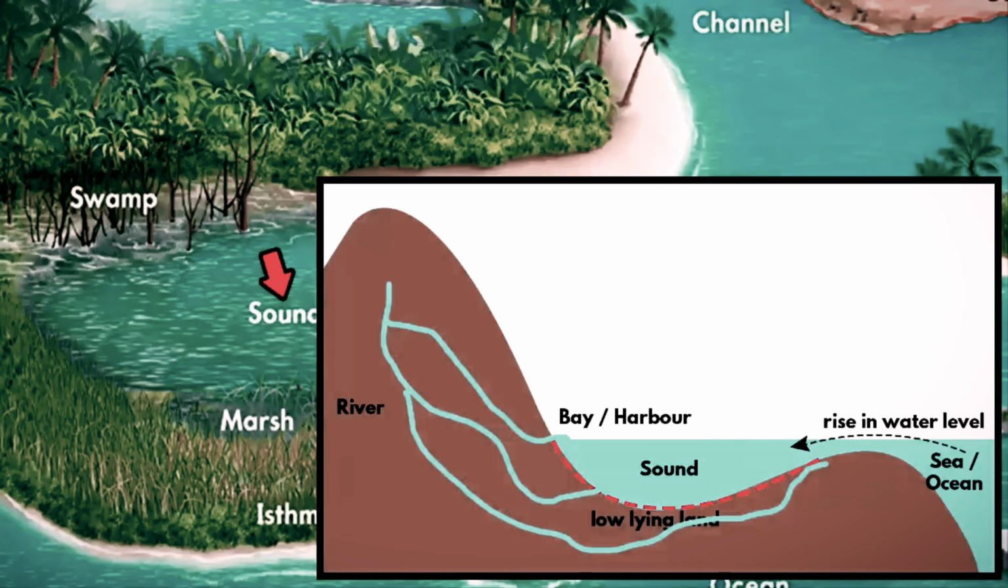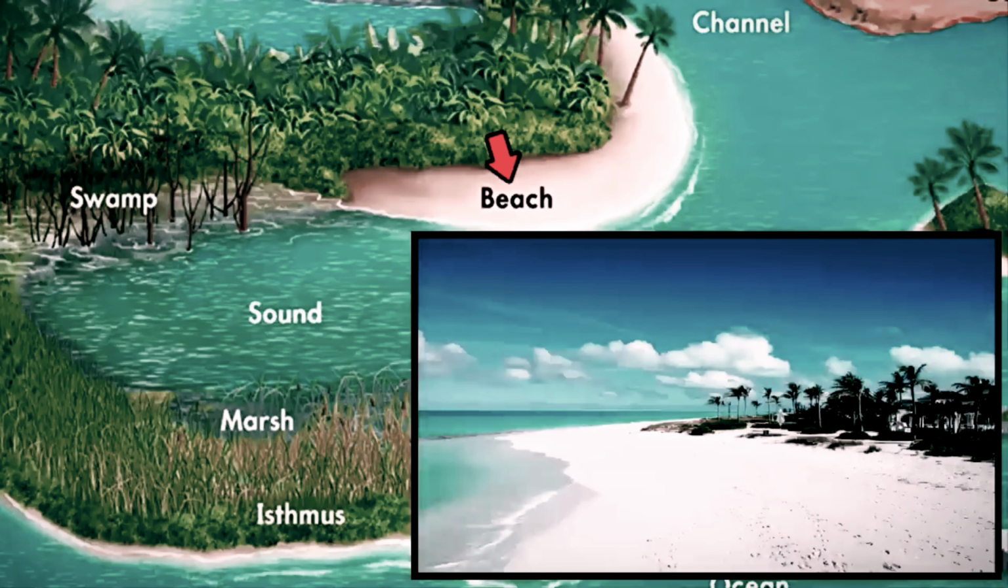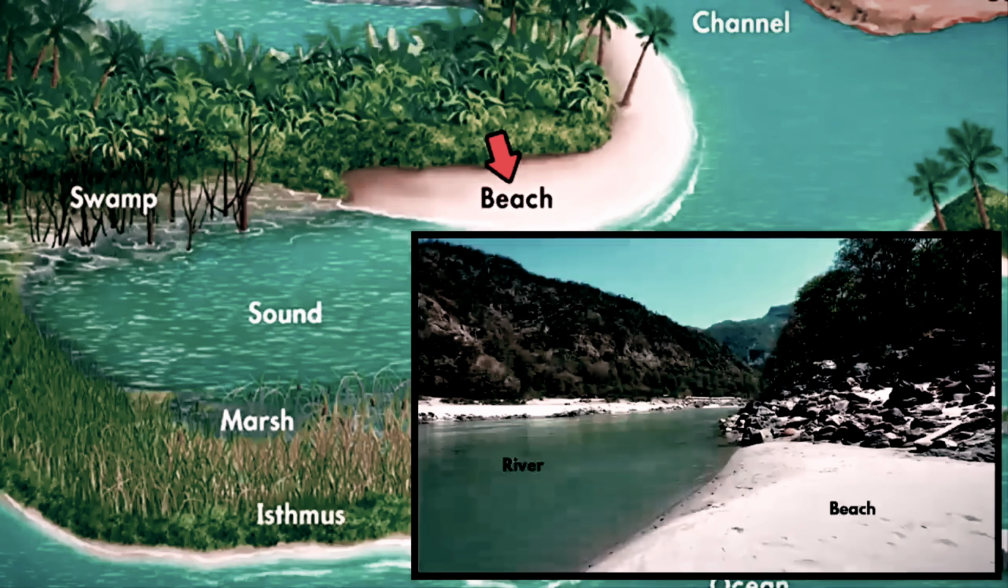That means it can also be called a bay or a harbor. The next one is beach. When you look at the beach, you will notice that this kind of landform is always next to a water body, maybe a sea or an ocean. Even next to a large river, you will find a beach.